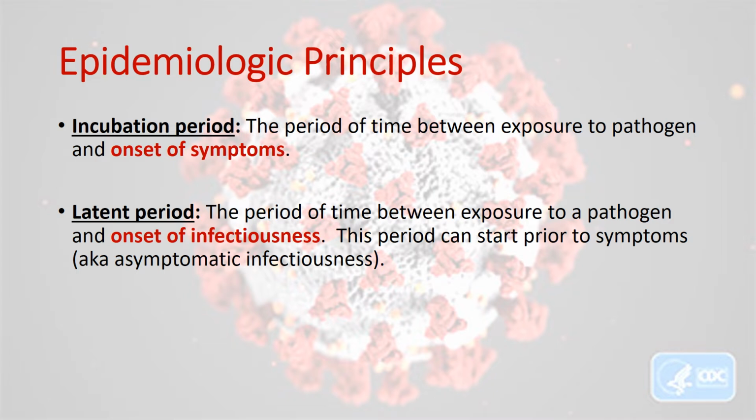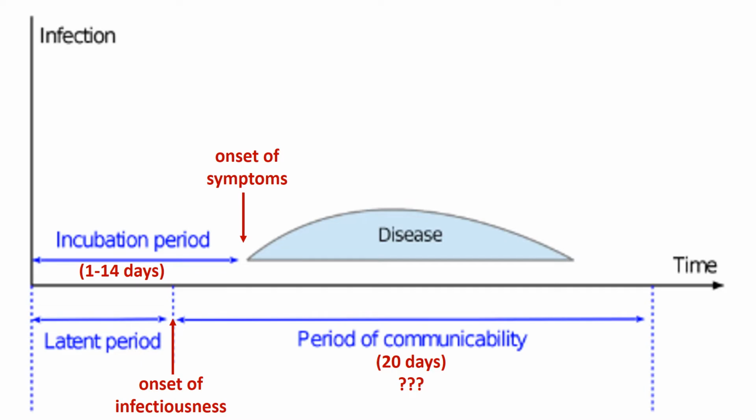The incubation period is simply the period of time between when someone is exposed to the pathogen and the onset of symptoms. The latent period is the period of time between exposure and onset of infectiousness. This period can start prior to symptoms, and in the case of COVID-19, it does. This graph helps in demonstrating this point. For COVID-19, what we know is the latent period is shorter than the incubation period. This means that transmission is possible prior to symptoms.